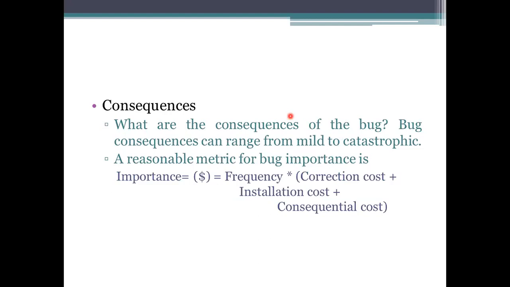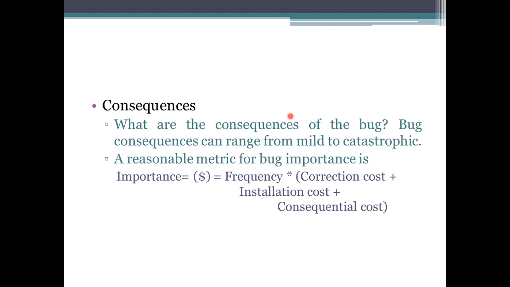Based on the impact of the bug, we specify whether the bug has an importance or not. So how do we get the importance of the bug? You need to consider the frequency, correction cost, installation cost, and consequential cost. Consequential cost means the impact of that bug. Correction cost means discovery plus correction.